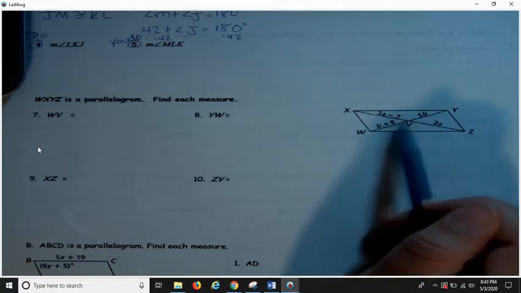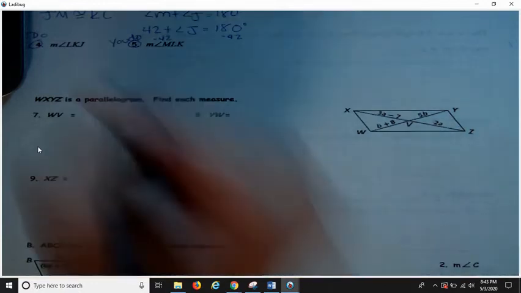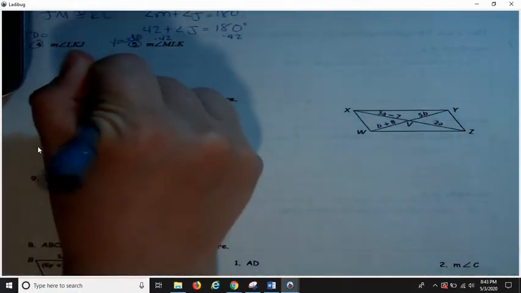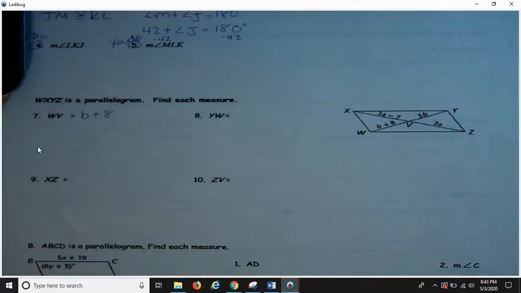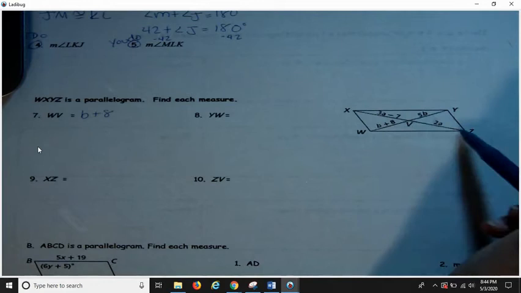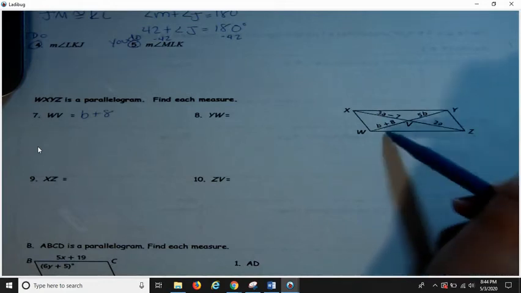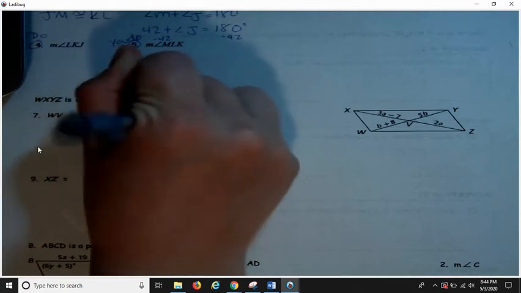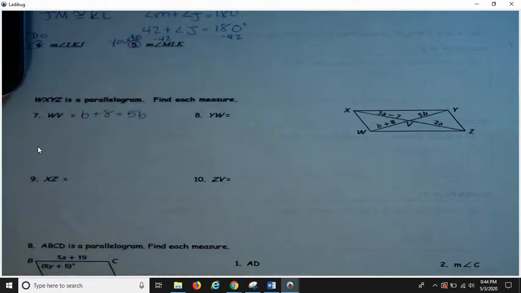So WV is going to be B plus 8, right? Now, that's not exactly a number. It has a variable in it. And so we want to figure out what that should be. We know that these diagonals bisect each other, so B plus 8 should be equal to 5B. So we can set that equal to 5B. Now we have an equation we can solve.